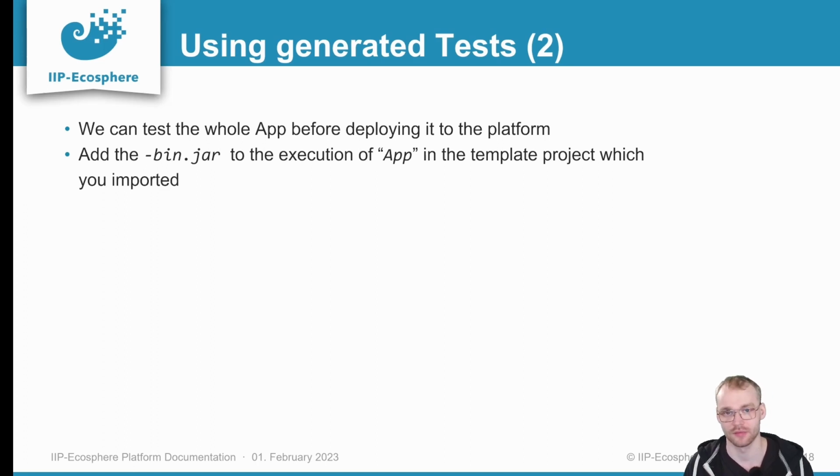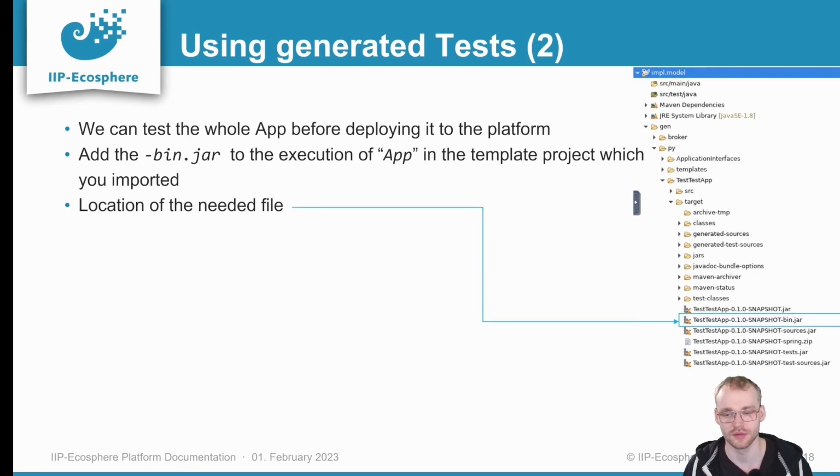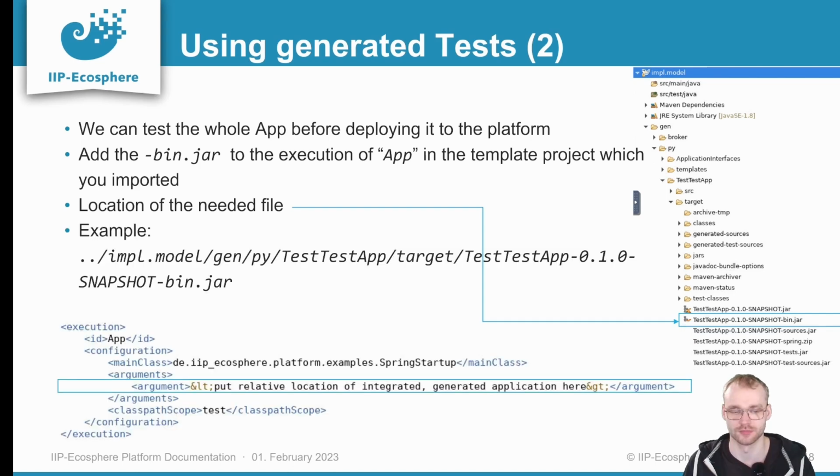App is found with the other tests, and the test is just called app, so you should be able to spot it. The location of the needed file relative to your model: after installing your templates, you can find the bin jar at this location. On the bottom you can now see where you need to put, for example, the path I've shown on the screen.